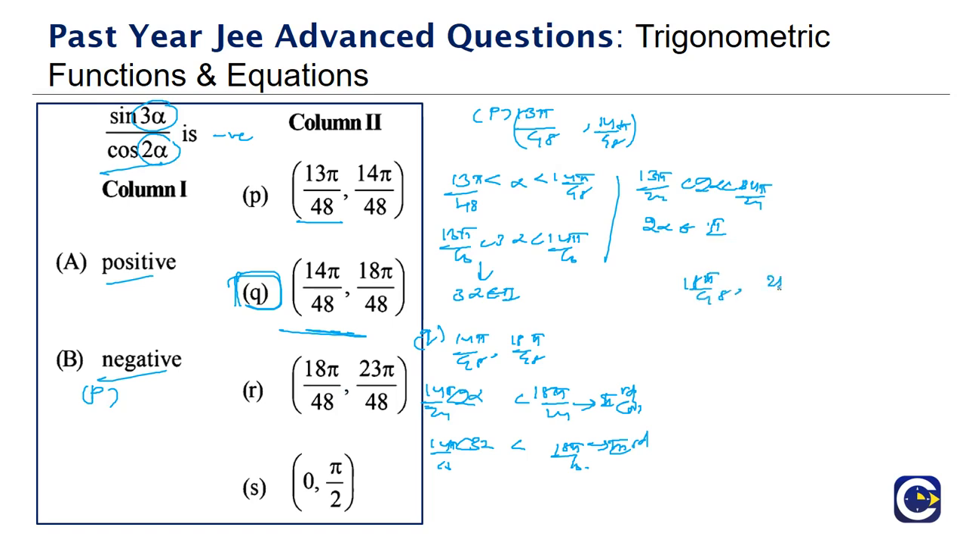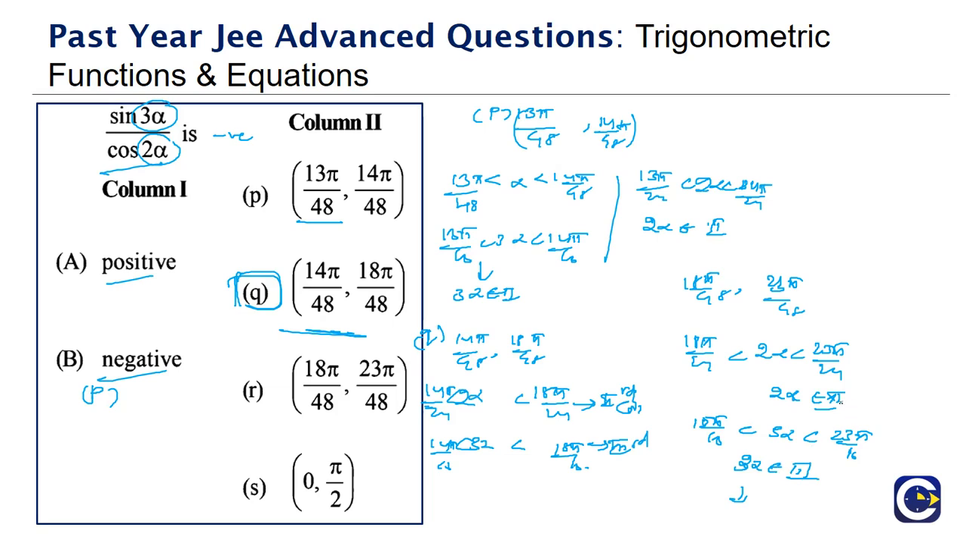We'll go to the third option, 18 pi by 48 comma 23 pi by 48. Here 18 pi by 24 is less than 2 alpha is less than 23 pi by 24, so 2 alpha belongs to the second quadrant. And 18 pi by 16 is less than 3 alpha is less than 23 pi by 16, which implies 3 alpha belongs to quadrant 3. In quadrant 3, sine is negative and cos is also negative. Negative by negative will give us positive. So the third option corresponds to A, which is positive.